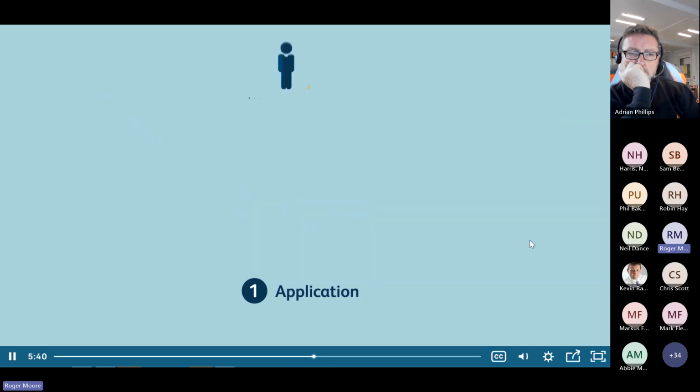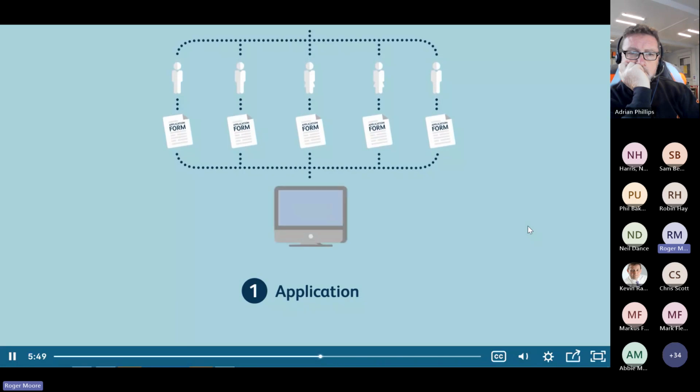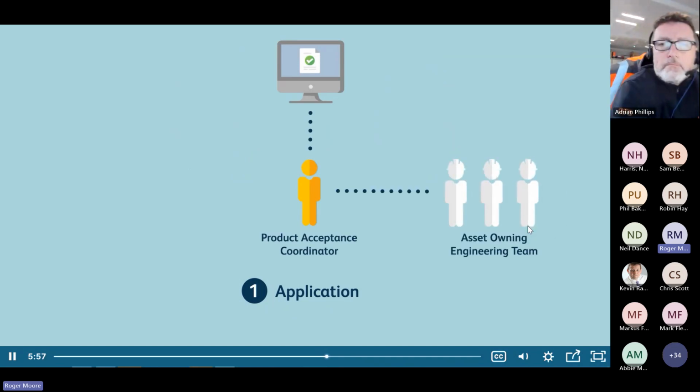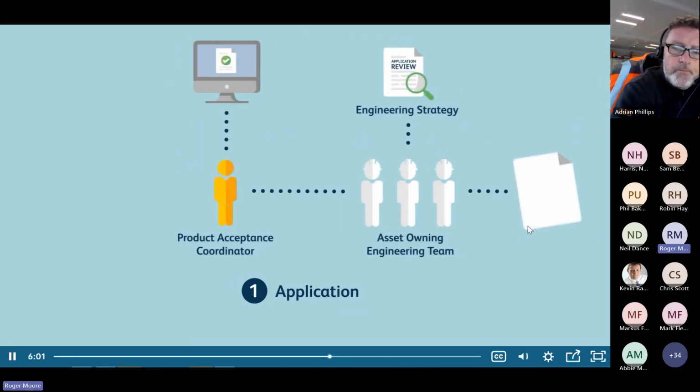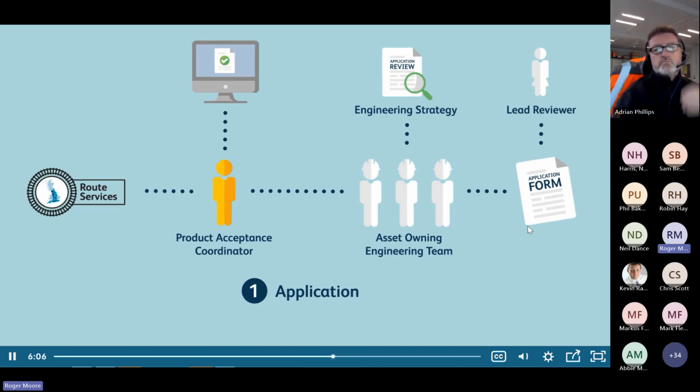The Product Acceptance Team will allocate a Product Acceptance Coordinator for each application, who will book the application into our system and be the point of contact during the process. The Product Acceptance Coordinator will pass the application to the relevant asset owning engineering team so that they can review against engineering strategy and assign a lead reviewer to it. Route Services are also sent a copy of applications to assess against commercial strategy.